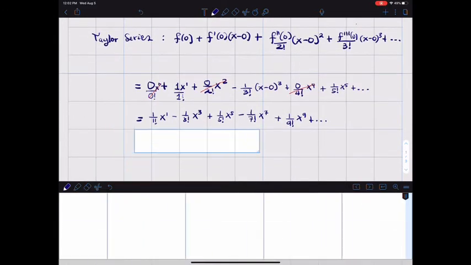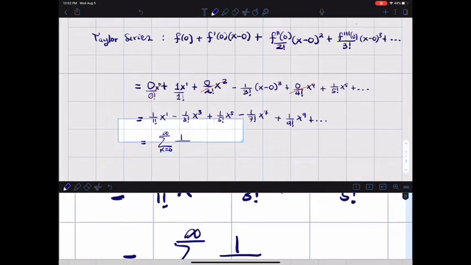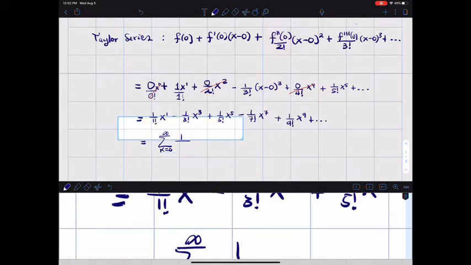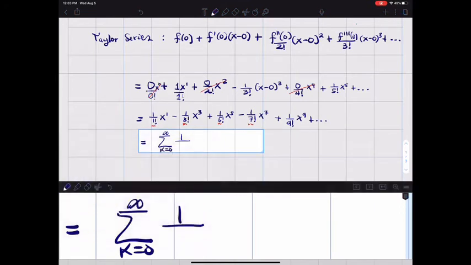Okay. Now, this is equal to the summation from k equals 0 to infinity of 1 over... If you look at it, we have even numbers and odd numbers. This is 1, this is 3, this is 5, 7, and so forth. So a way of representing odd numbers is to write it as 2 times k plus 1. When k is 0, you have 1. When k is 1, you have 3.